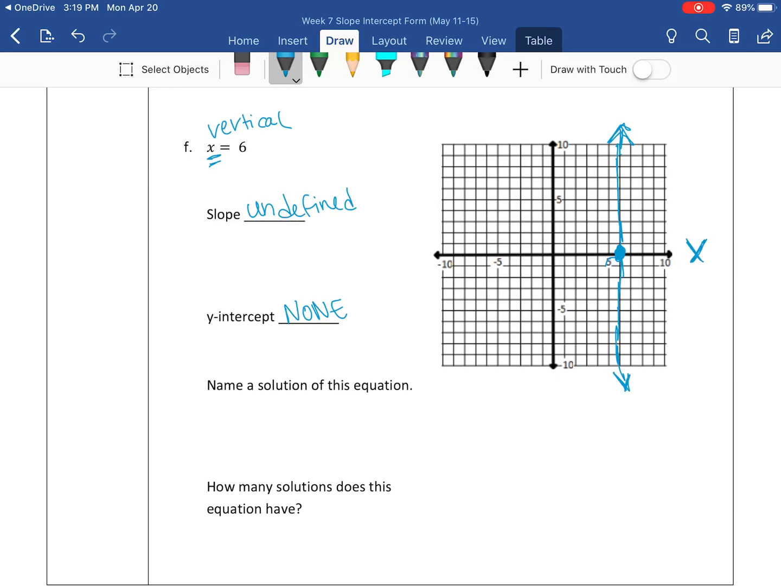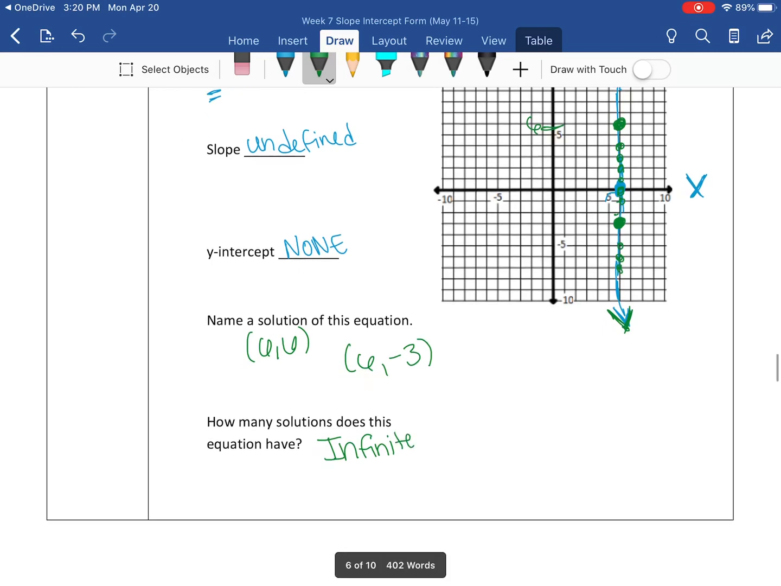Name a solution of this equation. Well, let's just pick a random one. How about this point right here? This point would be over 6 and then up 6. So (6, 6) is a solution. If we wanted to pick another one, we could say this one right here, over 6 and down 1, 2, 3. (6, -3) is a solution. So you could pick any point from that line, and that would be a solution of this equation. How many solutions does this have? Well, notice how our arrows signify our line is going to go on forever and ever. So that means there is an infinite number of solutions.